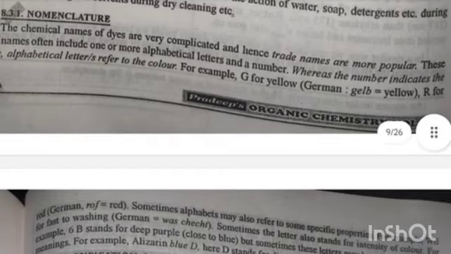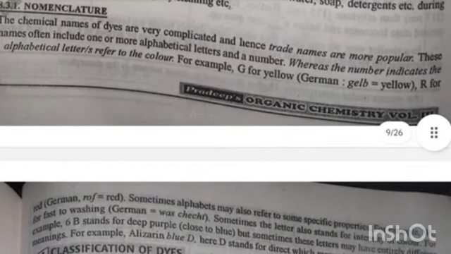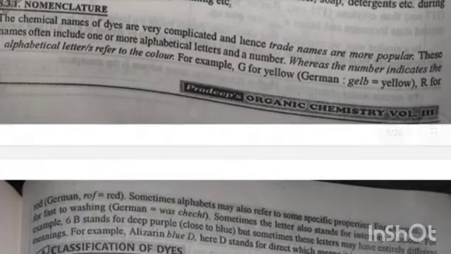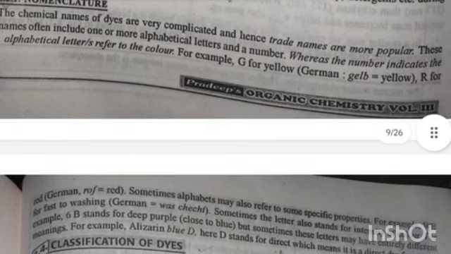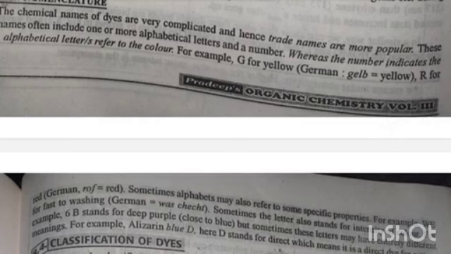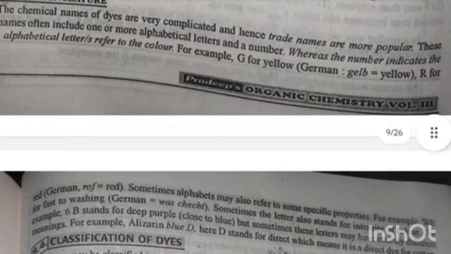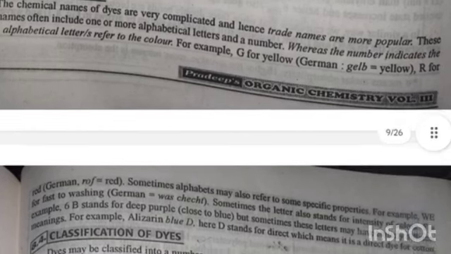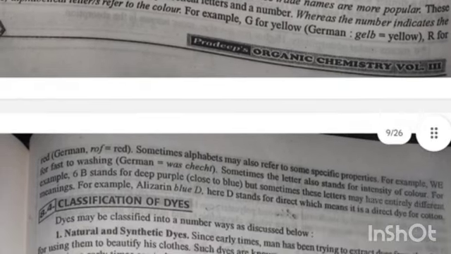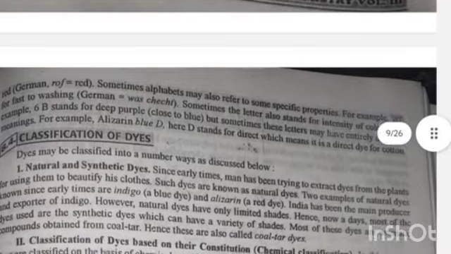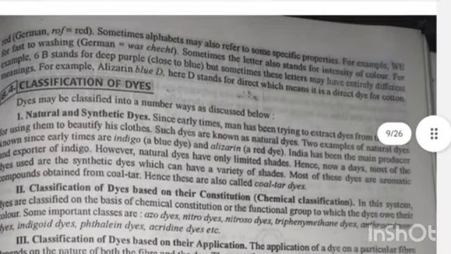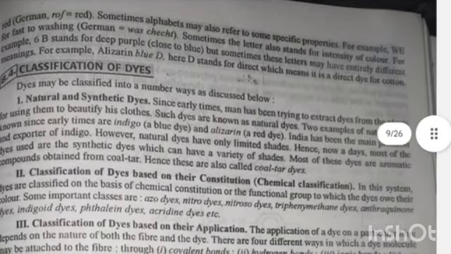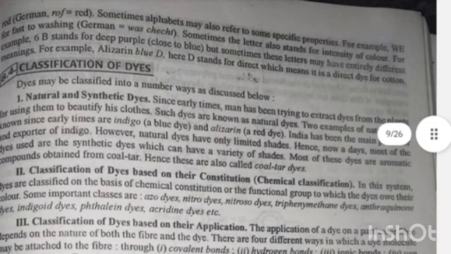Nomenclature. The chemical names of dyes are very complicated and hence trade names are more popular. These trade names often include one or more alphabetical letters and a number, where the number indicates the shade. Alphabetical letters refer to color. For example, G for yellow, R for red, and sometimes alphabets may also refer to some specific properties. For example, VWE for fast to washing.